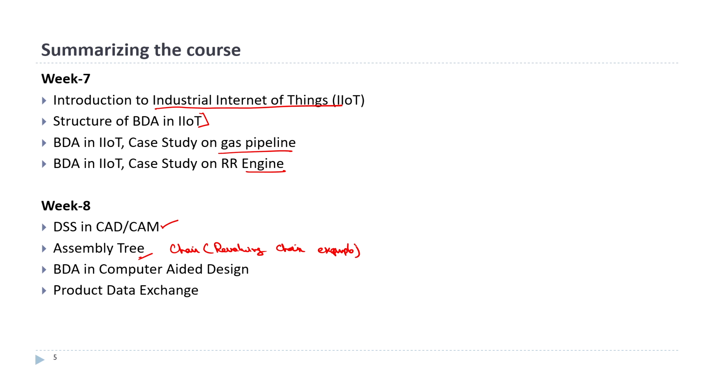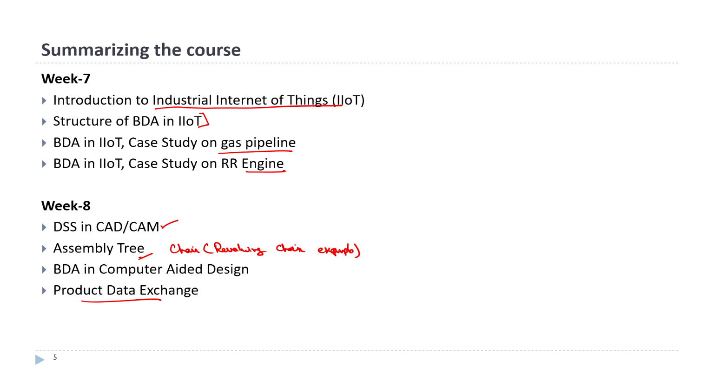Then big data analytics in computer aided design, certain studies such as VoxNet real-time object recognition, were taken, and another, product data exchange. And what is product data exchange? What is the need of product data exchange systems? That is the direct and indirect relationship between the systems. When a neutral file is there, that helps us to exchange the data between two systems.